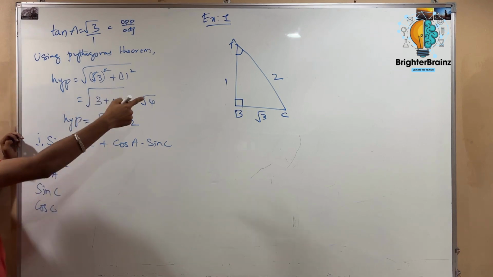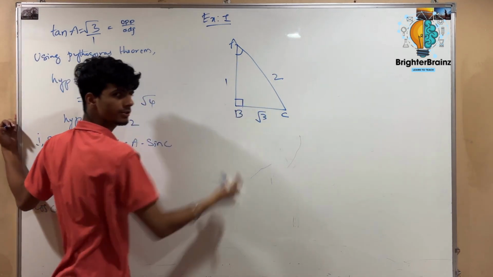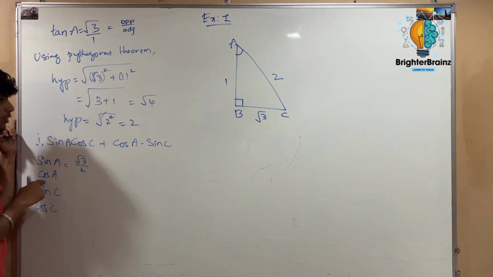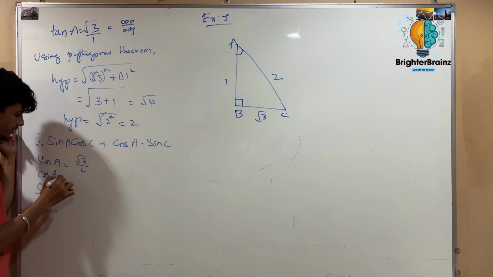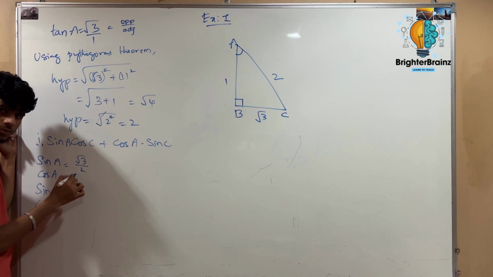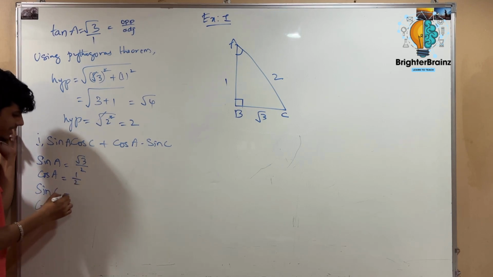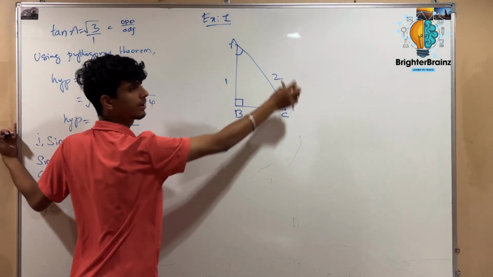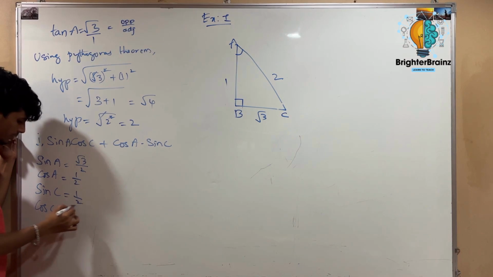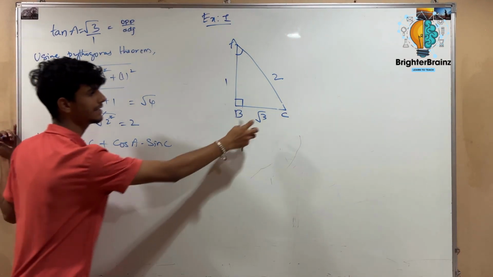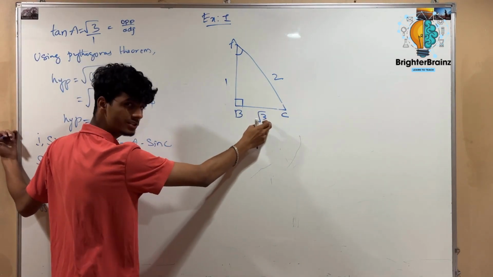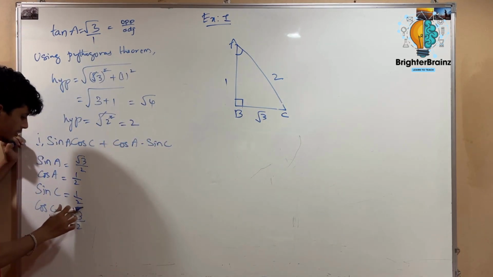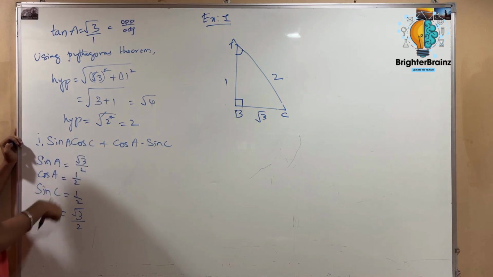What is the value of sin A? Opposite by hypotenuse. What is the value of it? Root 3 by 2. Next, cos A, that is value 1 by 2. Next, sin C with respect to it, sin C is opposite by hypotenuse, that is 1 by 2. Next, cos C, adjacent with respect to C, which is the adjacent side, root 3 by 2. Very good. Now let us substitute the same values over here.